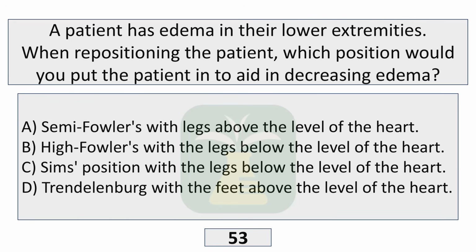A patient has edema in their lower extremities. When repositioning the patient, which position would you put the patient in to aid in decreasing edema? A. Semi-Fowlers with legs above the level of the heart. B. High Fowlers with the legs below the level of the heart. C. Sims position with the legs below the level of the heart. D. Trendelenburg with the feet above the level of the heart.